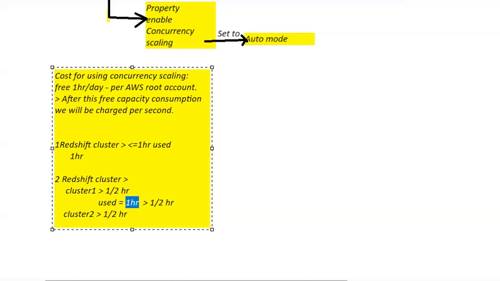So like this, however many clusters you have, your free time will be distributed among those clusters. Only after that free time is consumed will you be charged for concurrency scaling. I hope you understood this video and got some knowledge on the cost of using concurrency scaling in your Redshift cluster.